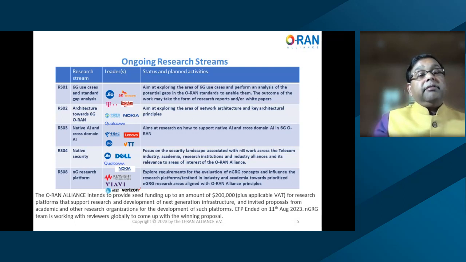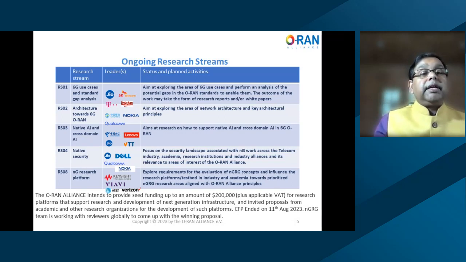Then you have native artificial intelligence and cross-domain artificial intelligence. This is a new area we have added. So we are very excited about it, and very soon you can see that a research report is coming out of it in the near future. Another one is your native security, where we are covering a lot of native security related stuff, not only limited to SASE, but all related to quantum encryption, the landscape of security, and whatnot.